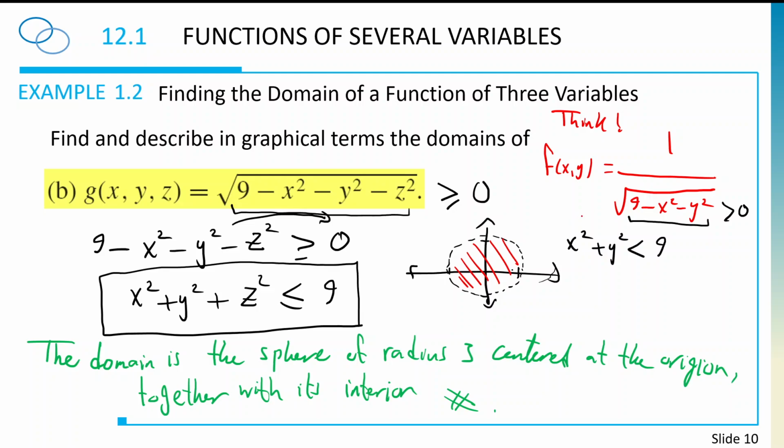So you need to always consider these shapes that you have. These are famous ones, circle, sphere, you should know them. And that's it about 12.1. It's a very simple, short one, easy one to deal with.